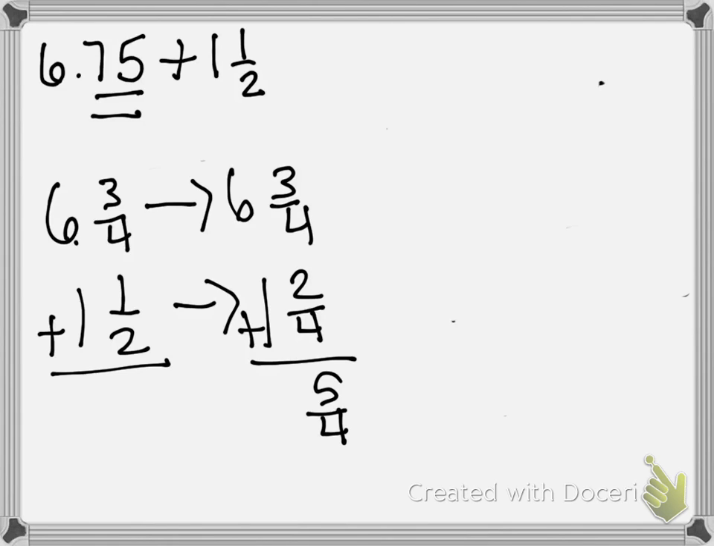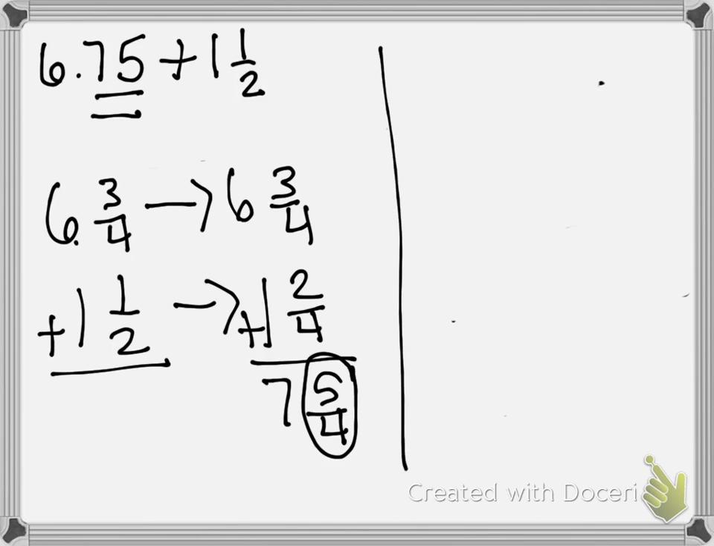And then 6 plus 1 is 7. We notice that 5 over 4 is an improper fraction, so we need to change that to a mixed number. So we're going to use division.